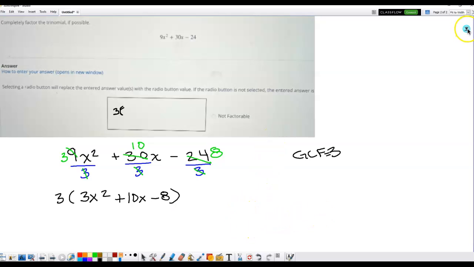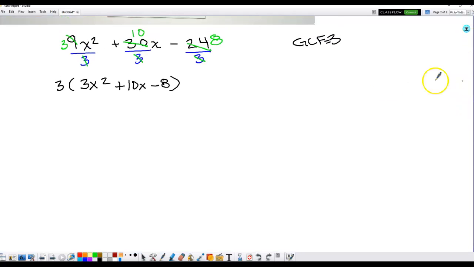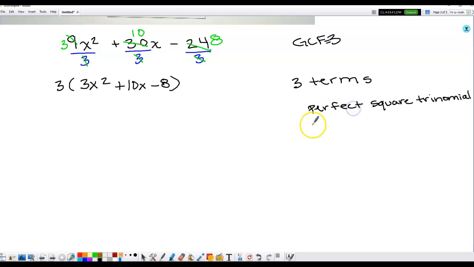Now that we found the GCF and we have our new version of our polynomial, we take a look at it. We count the number of terms. This one is 3 terms. So for a 3-term polynomial, we have a few choices. We have a perfect square trinomial. We could have a table method, or we could have AC method with grouping.